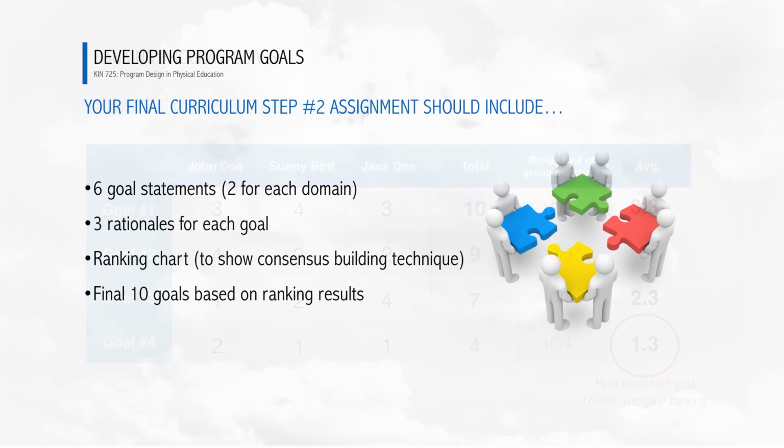This information should be included in each individual curriculum step number 2 assignment submission. So if you have your 6 goal statements with your 3 rationales, your ranking chart, and your final list of 10 goals, each student will submit that separately. Now there's a lot to get done, as you can see. As I always say, be sure you plan ahead, spend some time during the week, work in advance, and please ask questions if you have them.